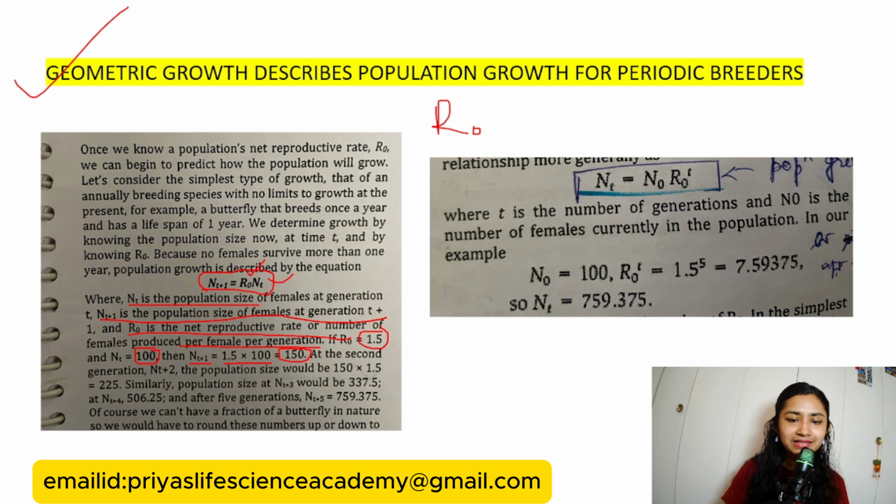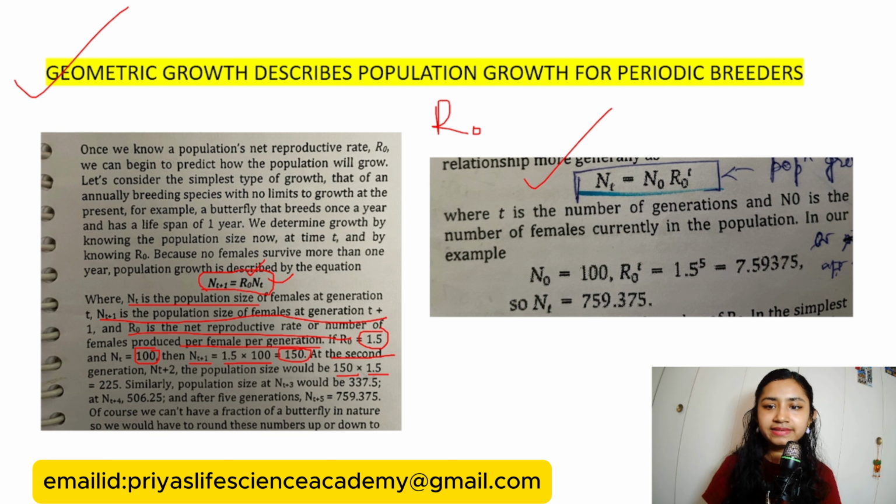By this you can also work out the second generation, N(t+2): the present population size is now 150, so 150 × R0, which is 1.5. Similarly you can work out the population growth over several generations. So by using the capital R0, the net reproductive rate, you can work out population growth for geometric breeders or periodic breeders.